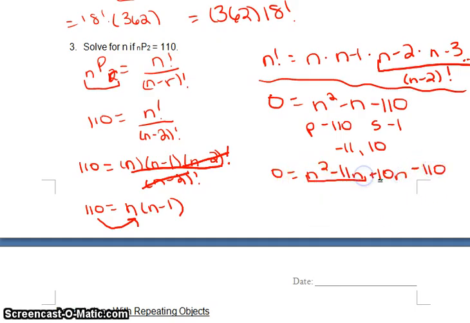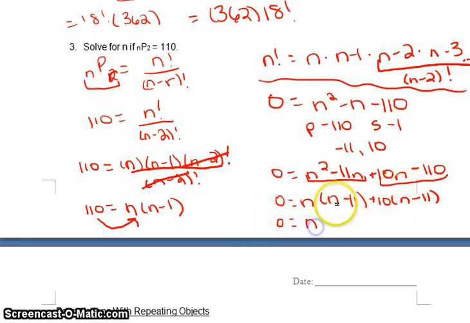We can pull out our common factors in each of those 2 groups. In our first one, we have a common factor of n, and we have n minus 11 left over. Here we're going to pull out a common factor of 10, and we have n minus 11 once again. That's how we know we did our factoring right, if those 2 brackets are the same. Then we pull out our common factor of n minus 11, so we have n minus 11 times n plus 10. Finally, we can solve for each of those variables, so we have n is equal to 11 and n is equal to negative 10.